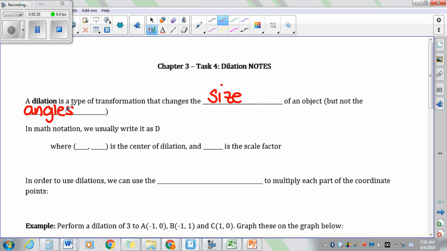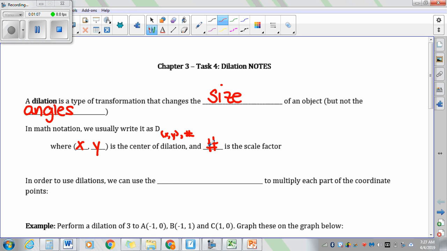So in math notation, we usually write it as a capital D, and then we put a coordinate point, x, y, any coordinate point that we choose, comma, and then a number. So if you ever see that, it's saying that we're dilating it. The coordinate point that it gives us, that x, y, so that might be 0, 0, it might be 12, -2, whatever, that's the center of dilation. And the number that it gives you is the scale factor. It's how much bigger or how much smaller we're making it.